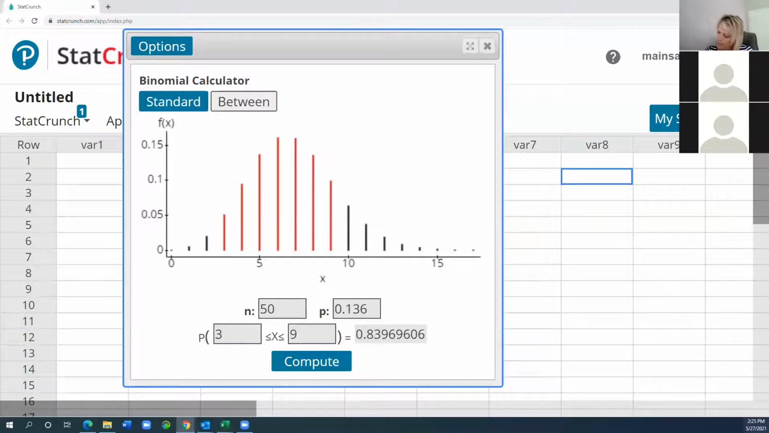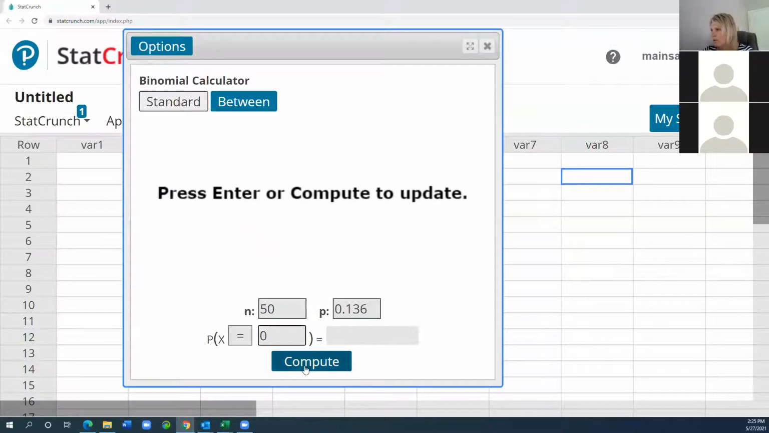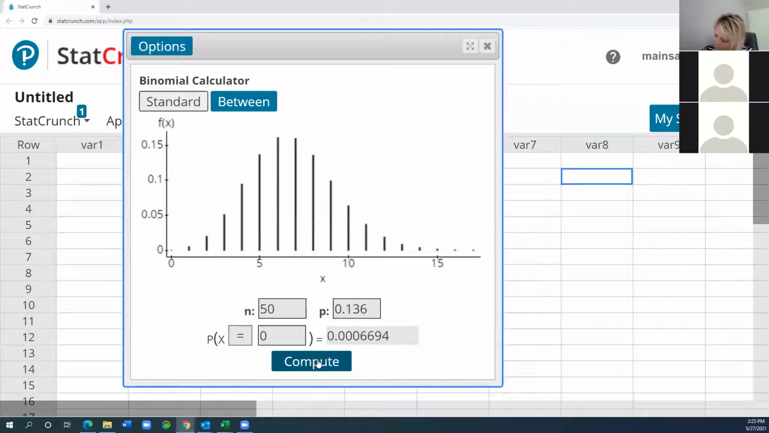And then E says, find the probability that none of the people in the sample are foreign born. Would this be unusual? So that's going to be back to the standard equal to 0. So probability of X equal to 0. And that comes out to be 0.00067. We'll round that.